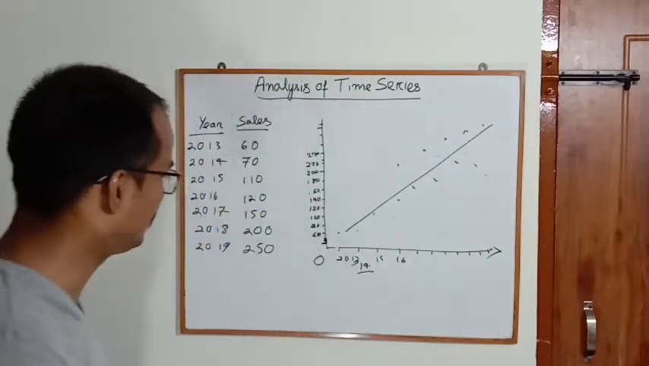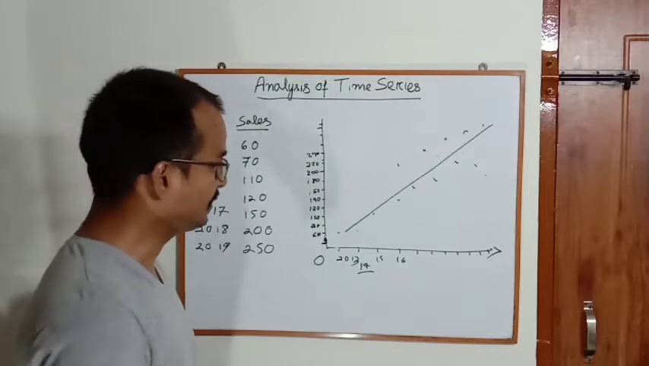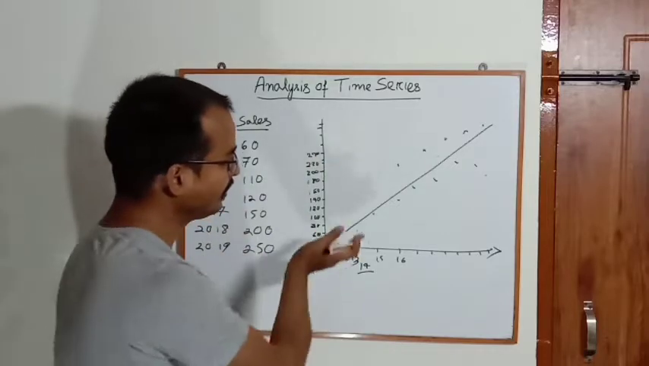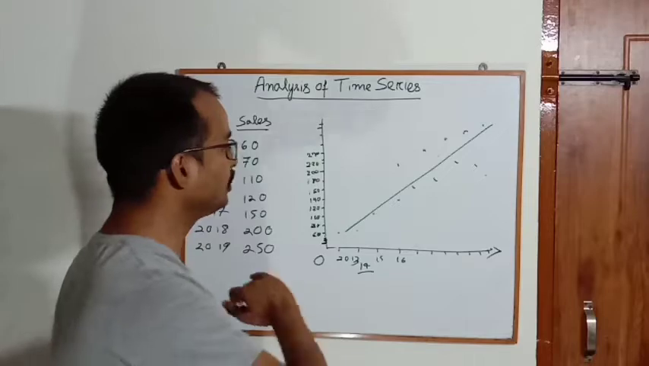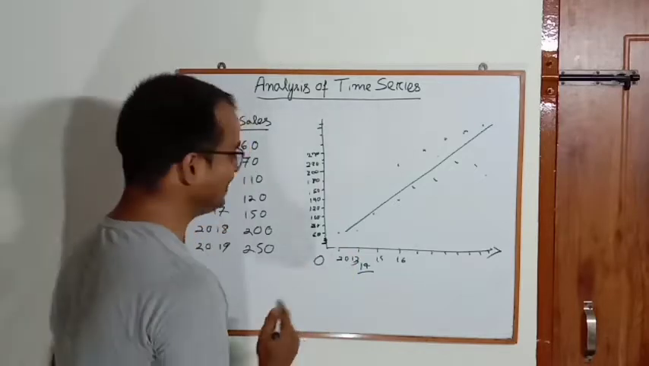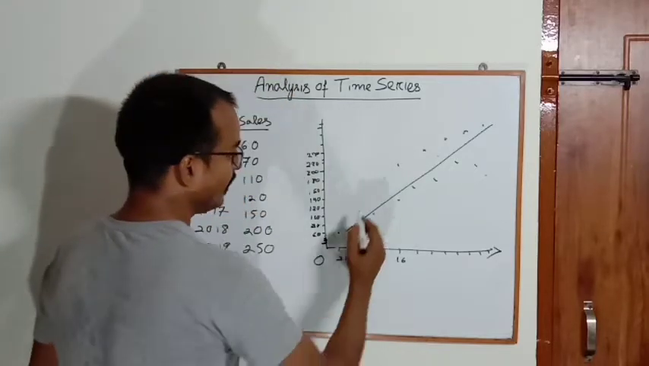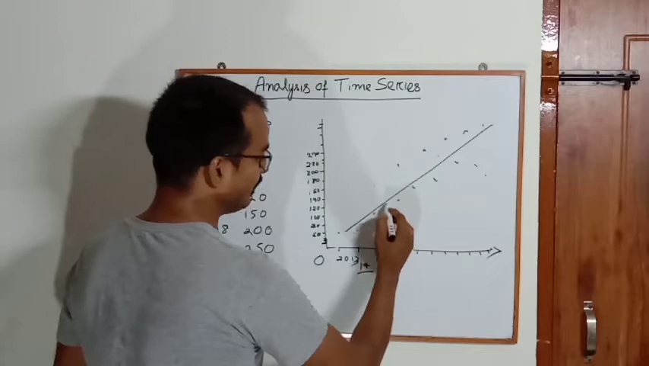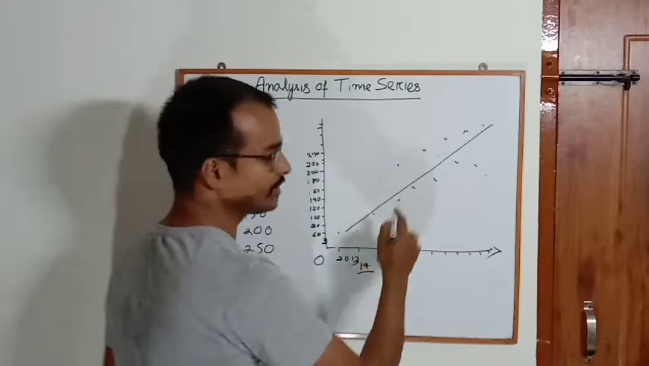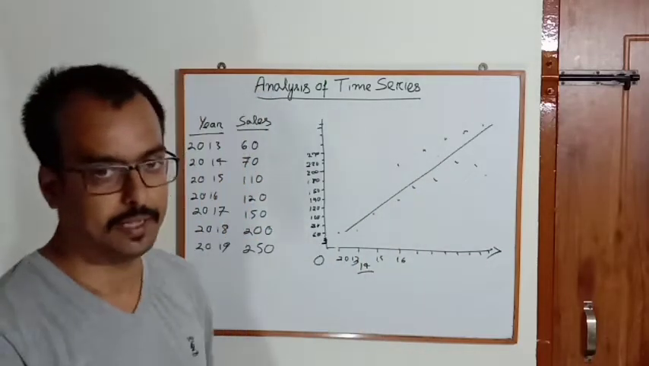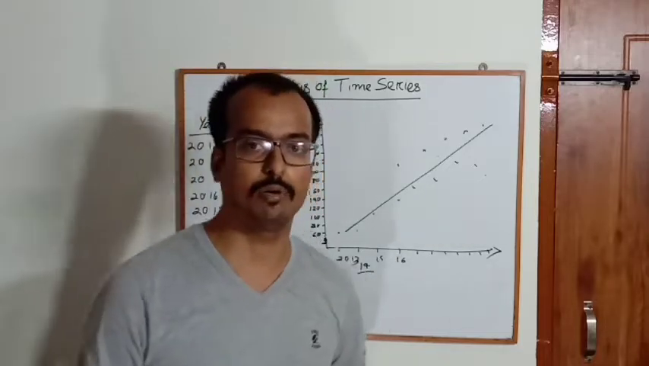I think this one. It is going through the middle. What is middle? That means the negative deviations and the positive deviations, their total should be the same. The sum of the deviations should be equal to 0.